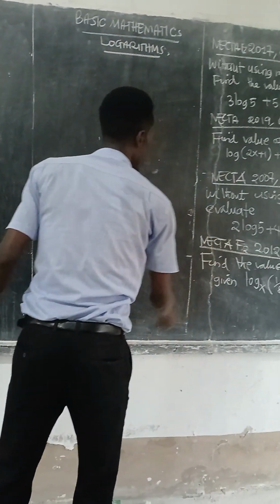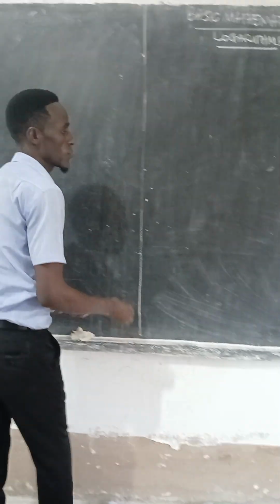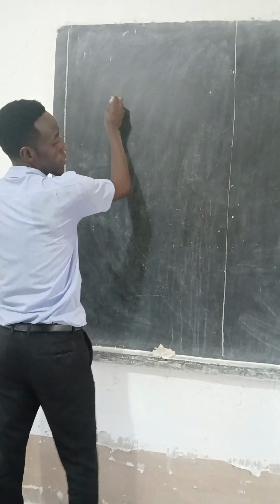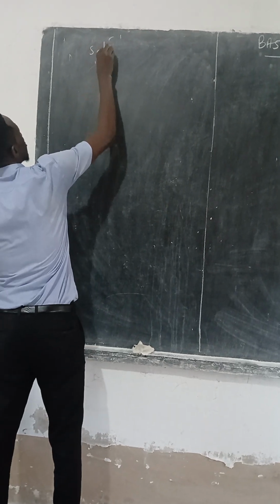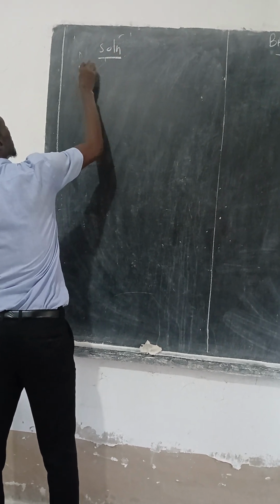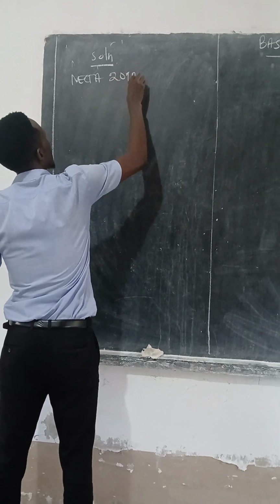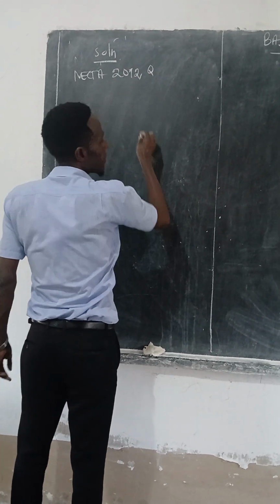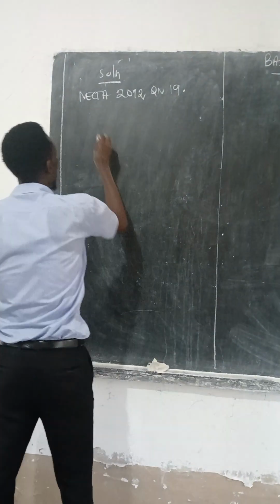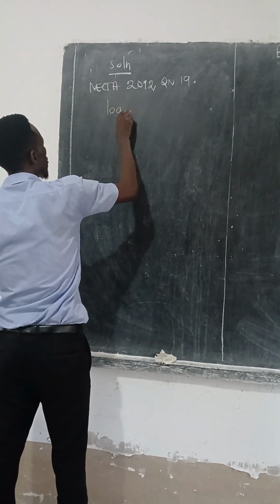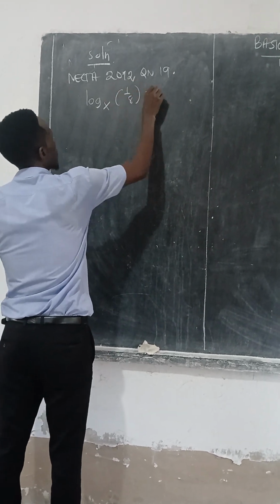So it is NECTA Form 2, 2012. The question states that, given a solution, this is the solution, NECTA 2012, question number 19. Just to find the value of x, you have log of x base 1/8 equal to negative 3 over 4.